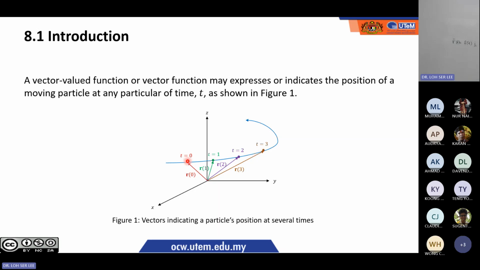When t equals 0, this is your R0, that means the position of the moving particle is R0. When t is 1, the position is R1, then R2. We display this in 3D, three-dimensional, that's why we have f, g, and h component functions.